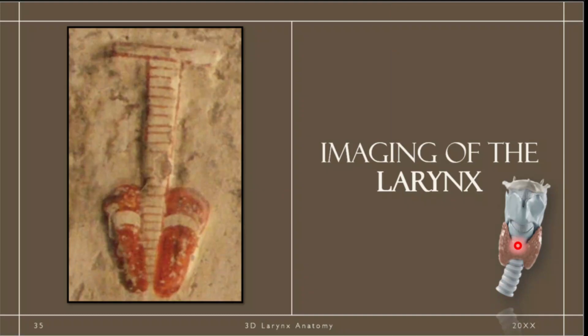So, how do you image the larynx? And by the way, this image is how the ancients used to imagine our airway. This is an ancient imaging. This is supposed to be the trachea, and those are the lungs.